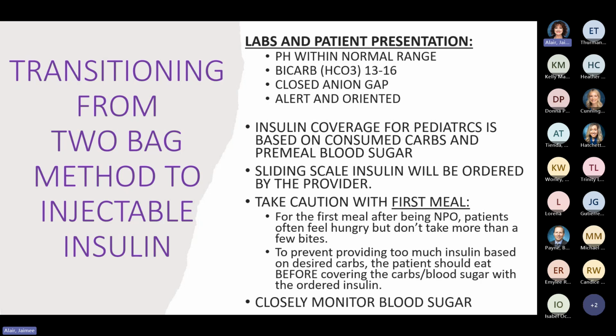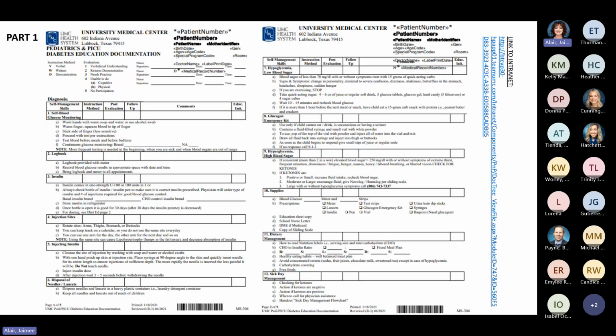Often sliding scale is used, but I would say take caution with the first meal. Usually after being NPO, the patients feel super, super hungry, so they think that they're going to eat the whole plate, and then they don't consume as many carbs as we anticipate. So we've covered for a certain amount of carbs, and then now they haven't eaten it, and so we'll drop them a little bit too quickly. Sometimes we wait to insulin dose till after they eat for the very first one, and then obviously closely monitor the sugar.